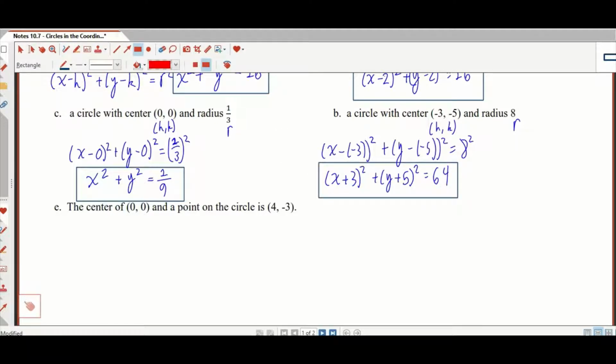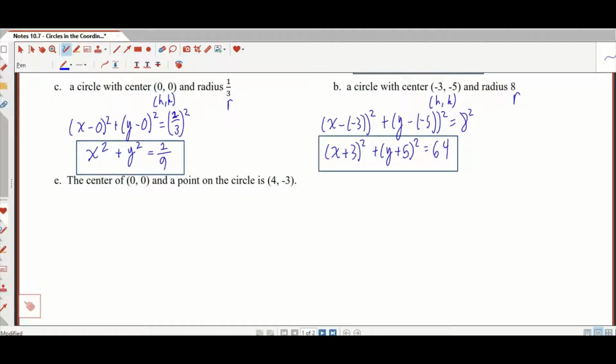Bam. That's exactly how I'd leave it. Okay, so the center of this is 0, 0, and a point on the circle is 4, negative 3. So there's my h and my k, but what is my r?